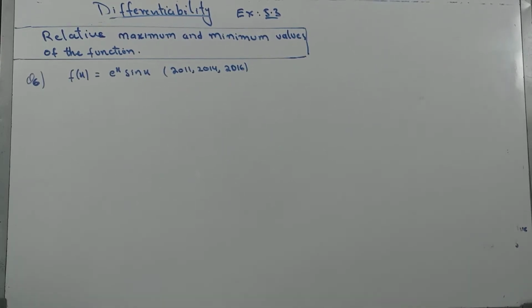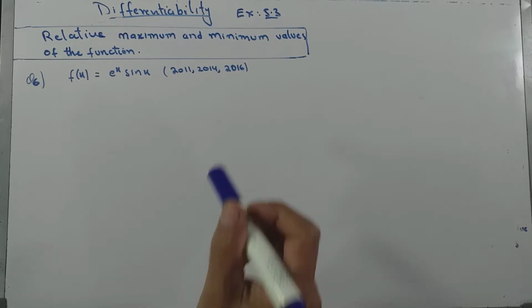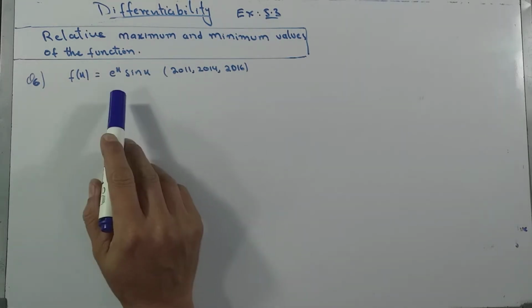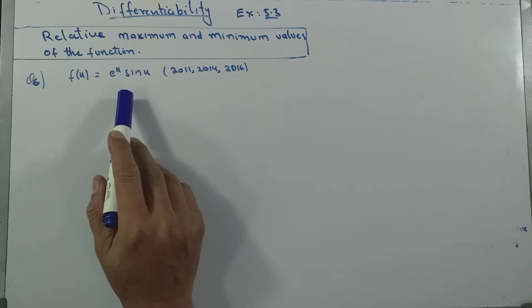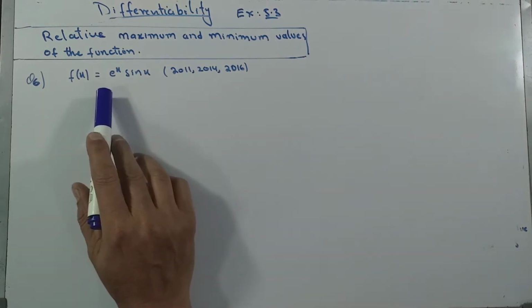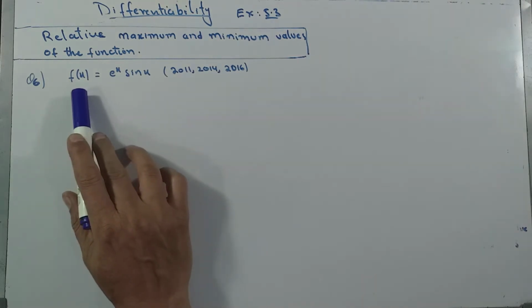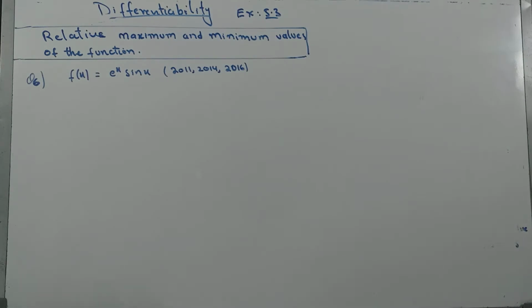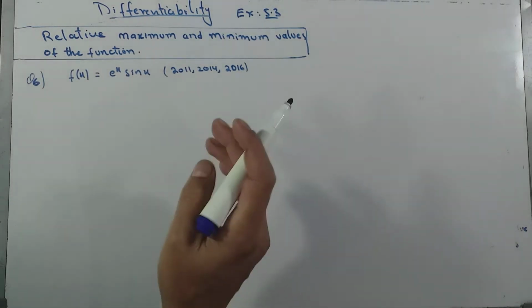In today's class, which is a continuation of the previous class, we are going to find the relative maximum and minimum values of the function. Today we will solve question number 6, which is f of x equal to e^x sin x. We first find the first derivative, then put f'(x) equal to 0 to find the values of x. Then we will check whether the function has a maximum or minimum value, and then find those values. Let's do that.